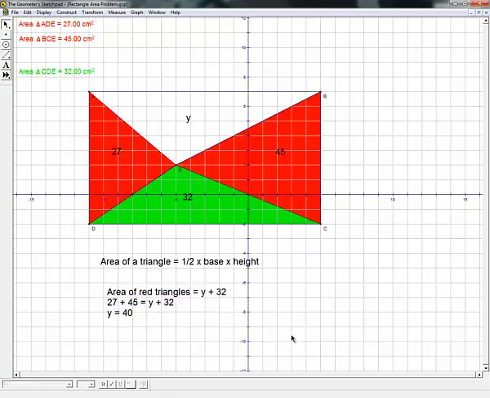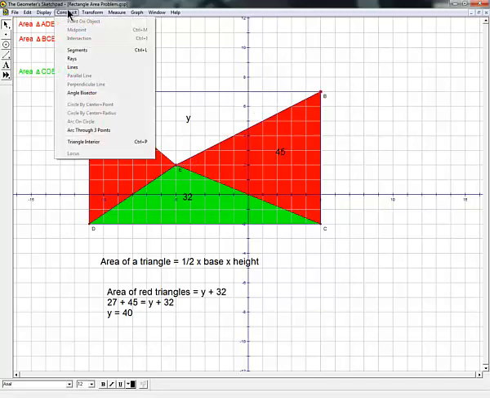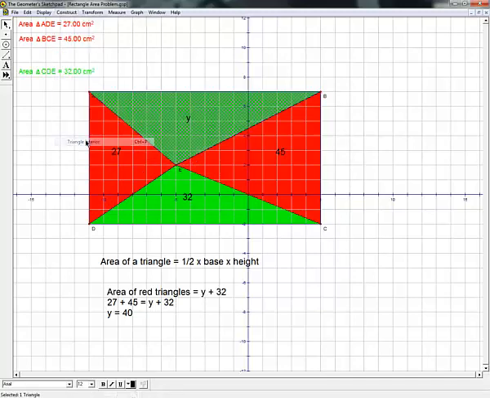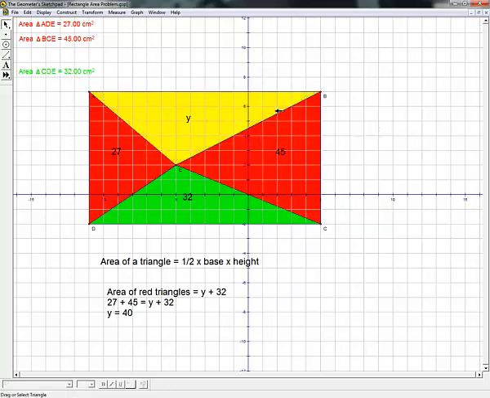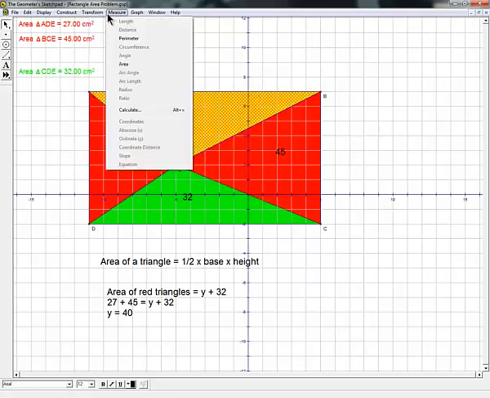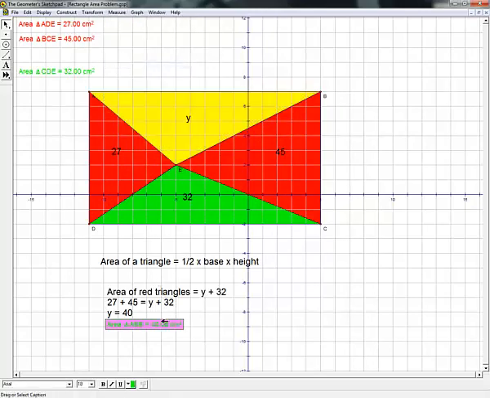Now let us verify this. Click on point A, point B, and point E. First we indicate a triangle interior. Let me give it a different color, yellow. And we can measure the area. And voila, we have the area will be equals to 40 cm cubed.